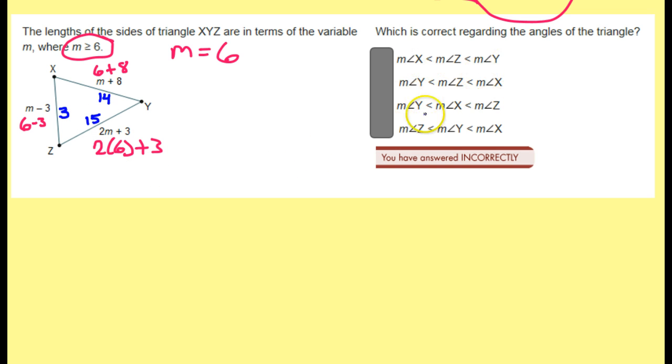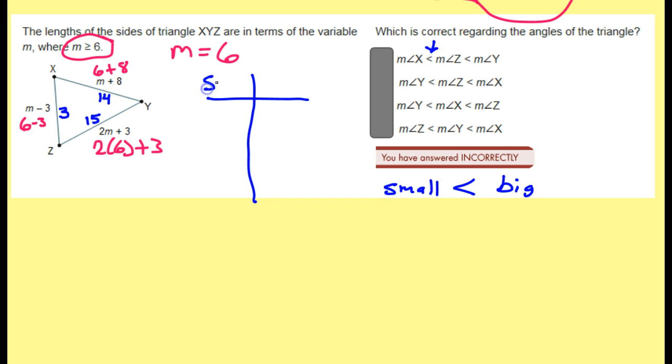So this question is all about the order of the angles. Let's see. Now this is a less than sign. So this is saying x is less than z, which is less than y. So these are in order from small to big. Alright, so let's put them in order from small to big, like we did on a previous question. So let's put the sides over here, and we'll put the angles over here.